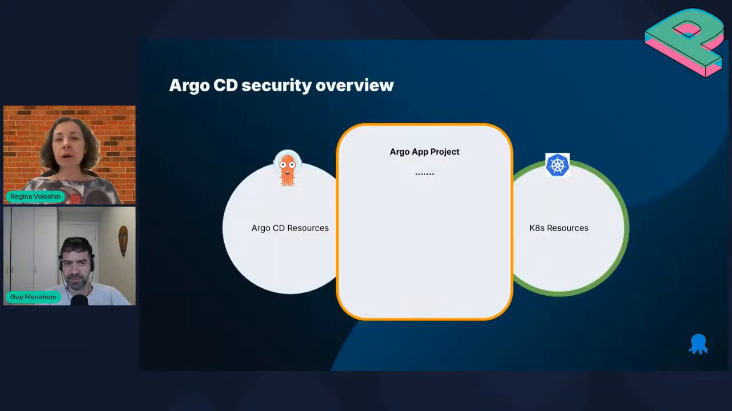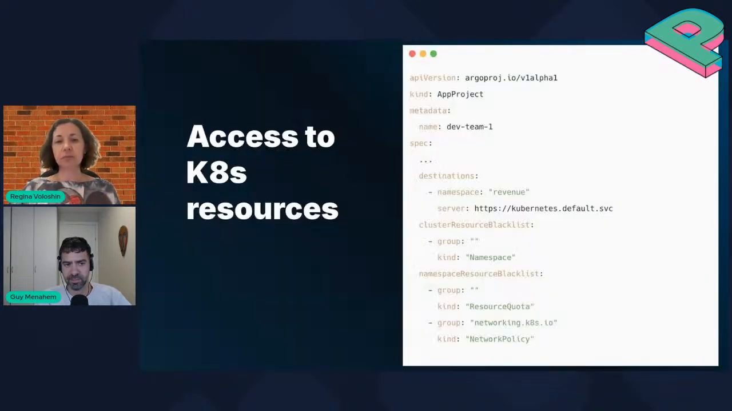So we were talking about the left side, which was restricting the access to ArgoCD resources. And now let's talk about the right side, which is restricting the Kubernetes resources that applications can deploy. So how would we restrict the access to Kubernetes resources? You can see that we restrict the access to a specific namespace on a specific Kubernetes cluster, and that we also restrict which kinds of Kubernetes resources the applications can deploy. And this configuration also happens on the app project.